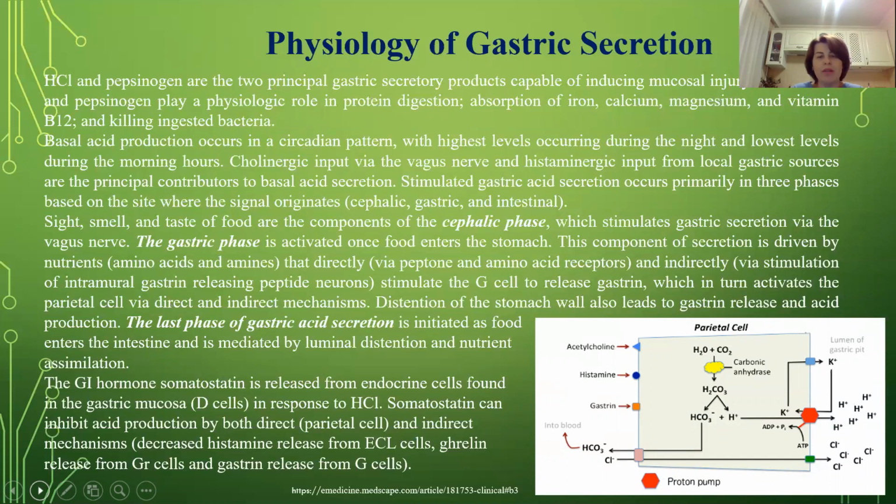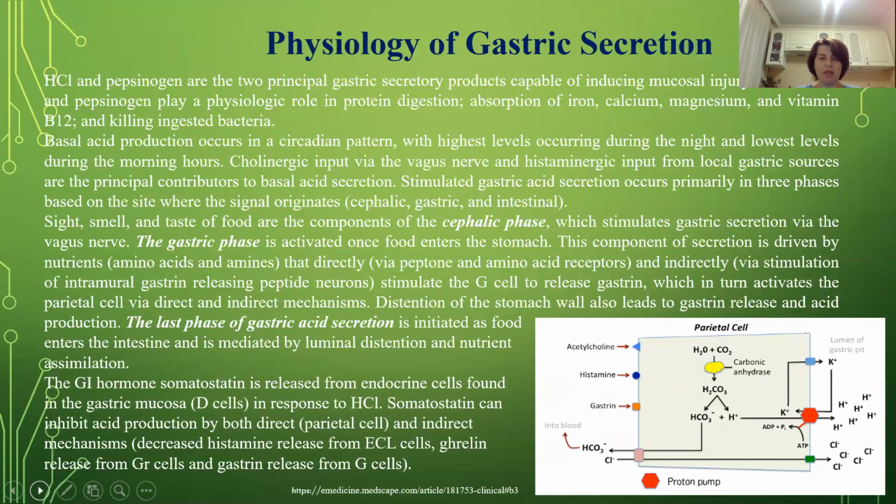Cholinergic input via the vagus nerve and histaminergic input from local gastric sources are the principal contributors to basal acid secretion. Stimulated gastric acid secretion occurs primarily in three phases based on the site where the signal originates: cephalic, gastric, and intestinal. Sight, smell, and the taste of food are the components of the cephalic phase, which stimulates gastric secretion via the vagus nerve. The gastric phase is activated once food enters the stomach.